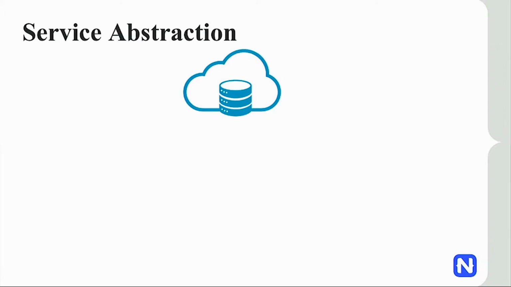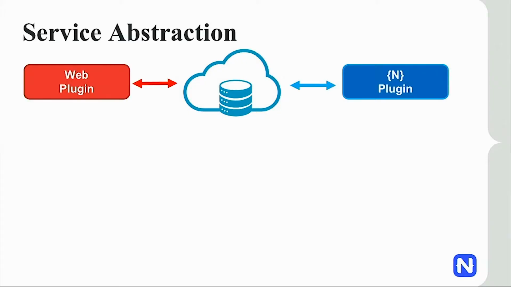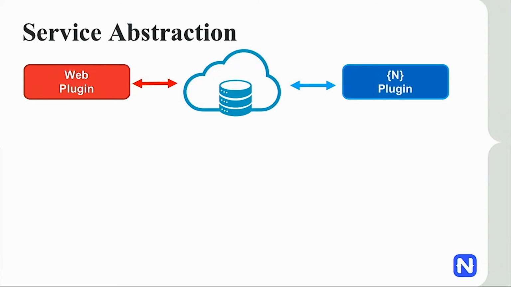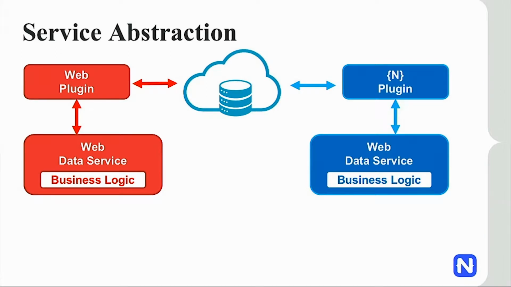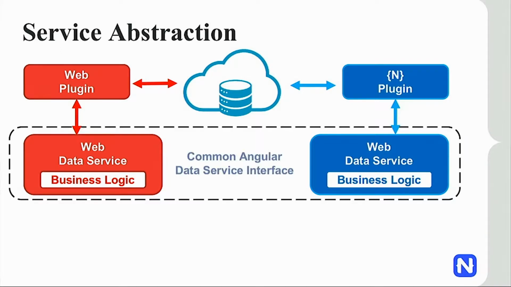So let's look at the service abstraction idea. So imagine we have this new cloud database called Pigeon.js, okay? And we want to call to it, and they both have their own plugins, like one web plugin, one native plugin. So what you could do is just basically create yourself 2 different services in Angular, and then implement your business logic twice, but then those 2 services would have a common interface, right?